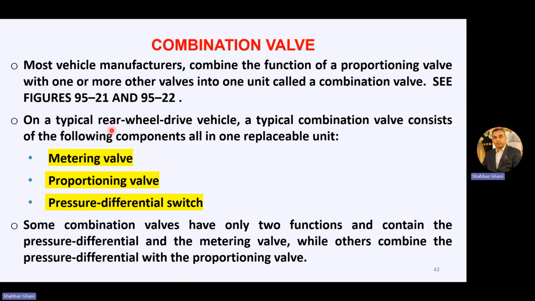On a typical rear-wheel drive vehicle, a typical combination valve consists of the following components all in one replaceable unit: metering valve, proportioning valve, pressure differential switch. Some combination valves have only two functions: the pressure differential and the metering valve, while others combine the pressure differential with the proportioning valve. It depends upon the OEM which type of combination is used.